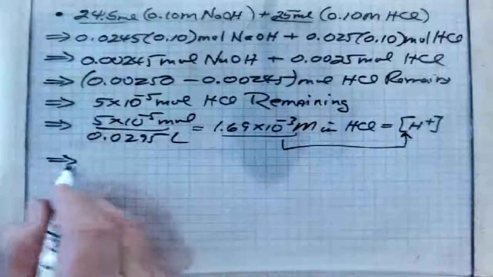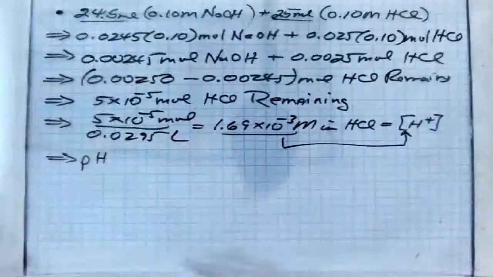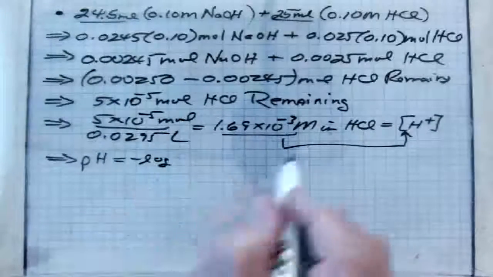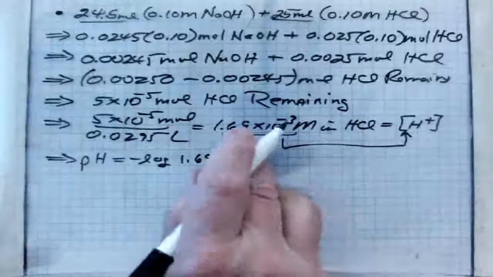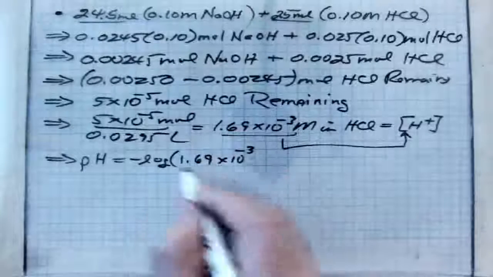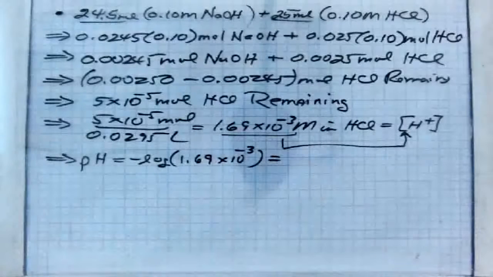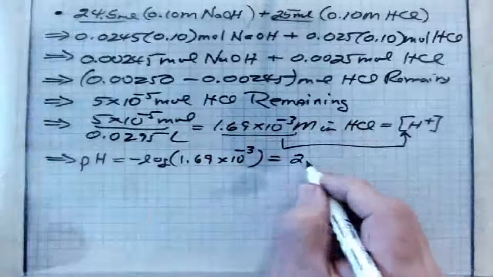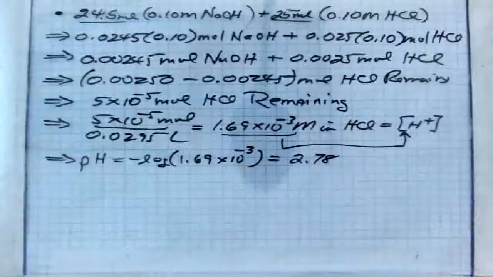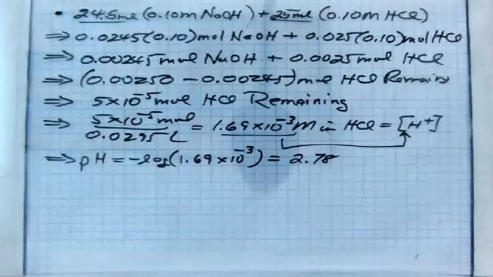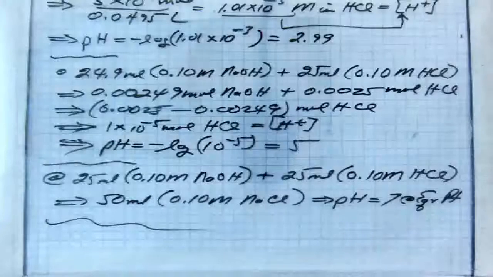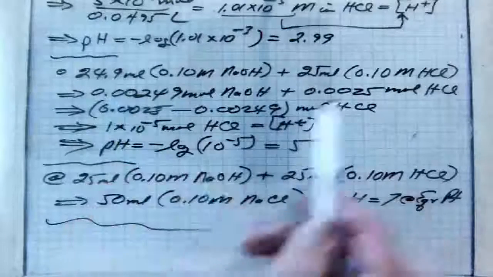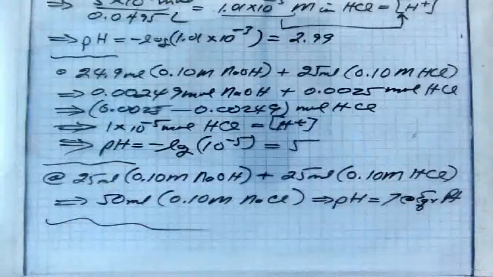And so the pH after adding 24.5 mL is minus log of 1.69 times 10 to the minus 3. Notice, 2.78. So even after adding that much of the base, we're not getting close to the 7. Okay, so you can see how we're getting closer and closer to the equivalence point.